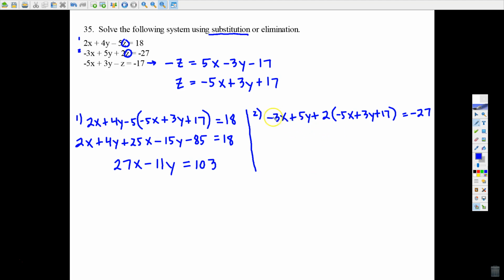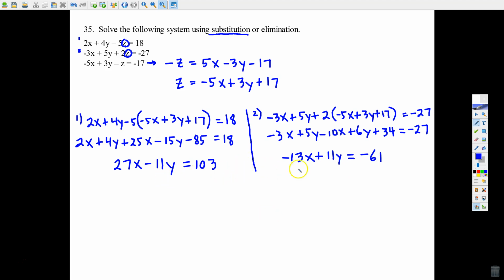Okay, let's do the same thing over here on the right. Negative 3x plus 5y. This is going to be negative 10x. This is going to be 6y. This is going to be 2 times 17 is 34, and all of that equals negative 27. Gather up your like terms. Negative 3 minus 10 is negative 13x. 5 plus 6y is 11y plus. And then this needs to go to the right side with subtraction. So when we subtract 34 from both sides, we get negative 61.